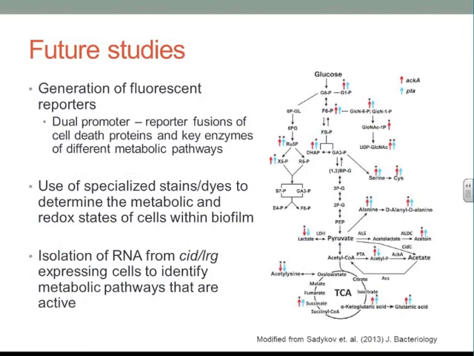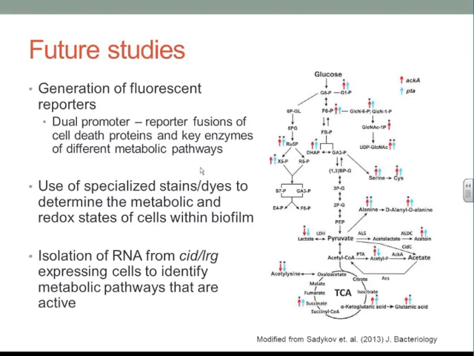So the next step we want to do is generate fluorescent reporters. We're doing this right now: we'll create dual reporters that are reporter fusions of the cell death proteins, the cytosine, and also key enzymes of different metabolic pathways. With key enzymes of different metabolic pathways, we're looking at enzymes that are targets or indicators of which way the carbon in this metabolism is actually going. So we're going to look at different types of enzymes that are indicative of different fermentative processes, as well as ones that are indicative of the higher states of glycolysis that could be occurring.